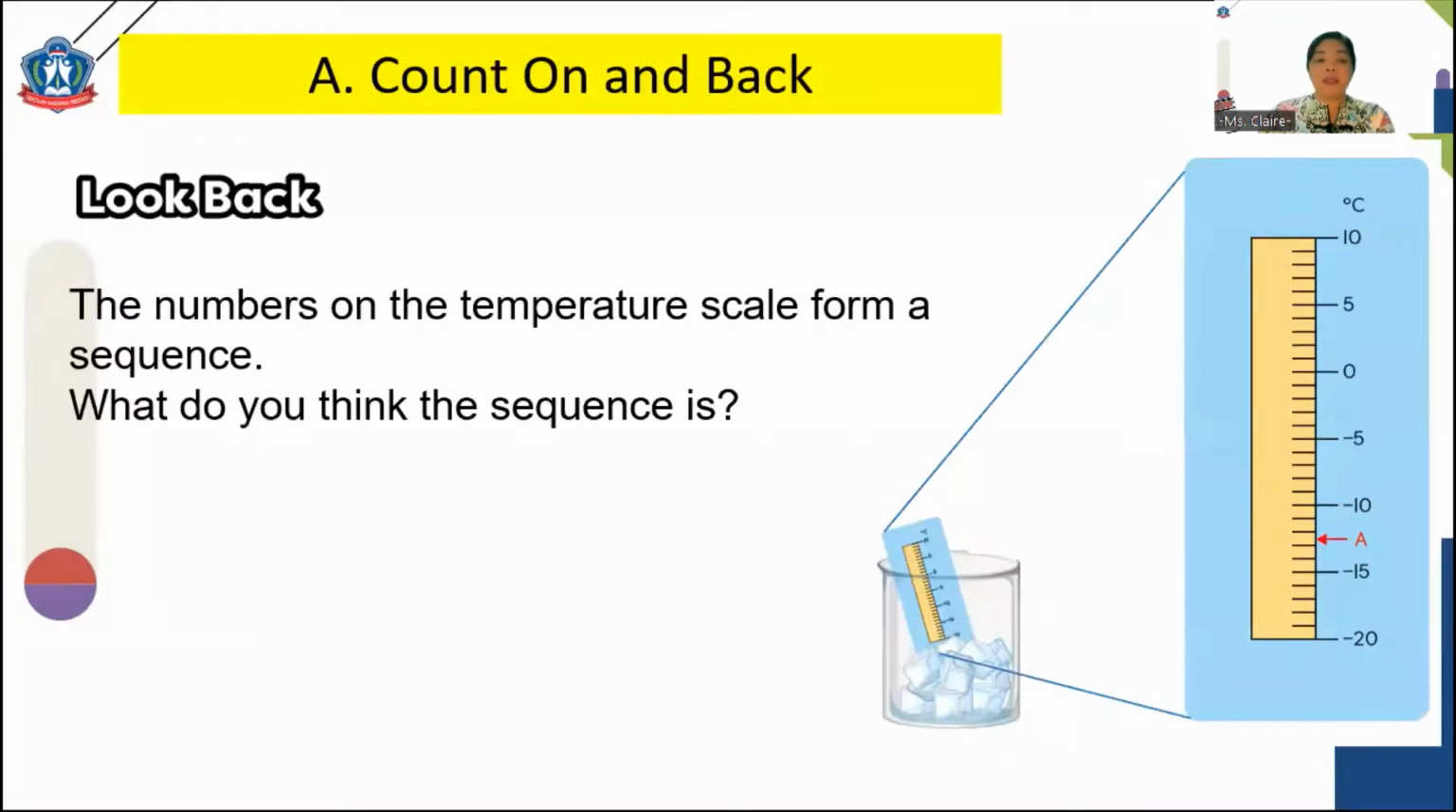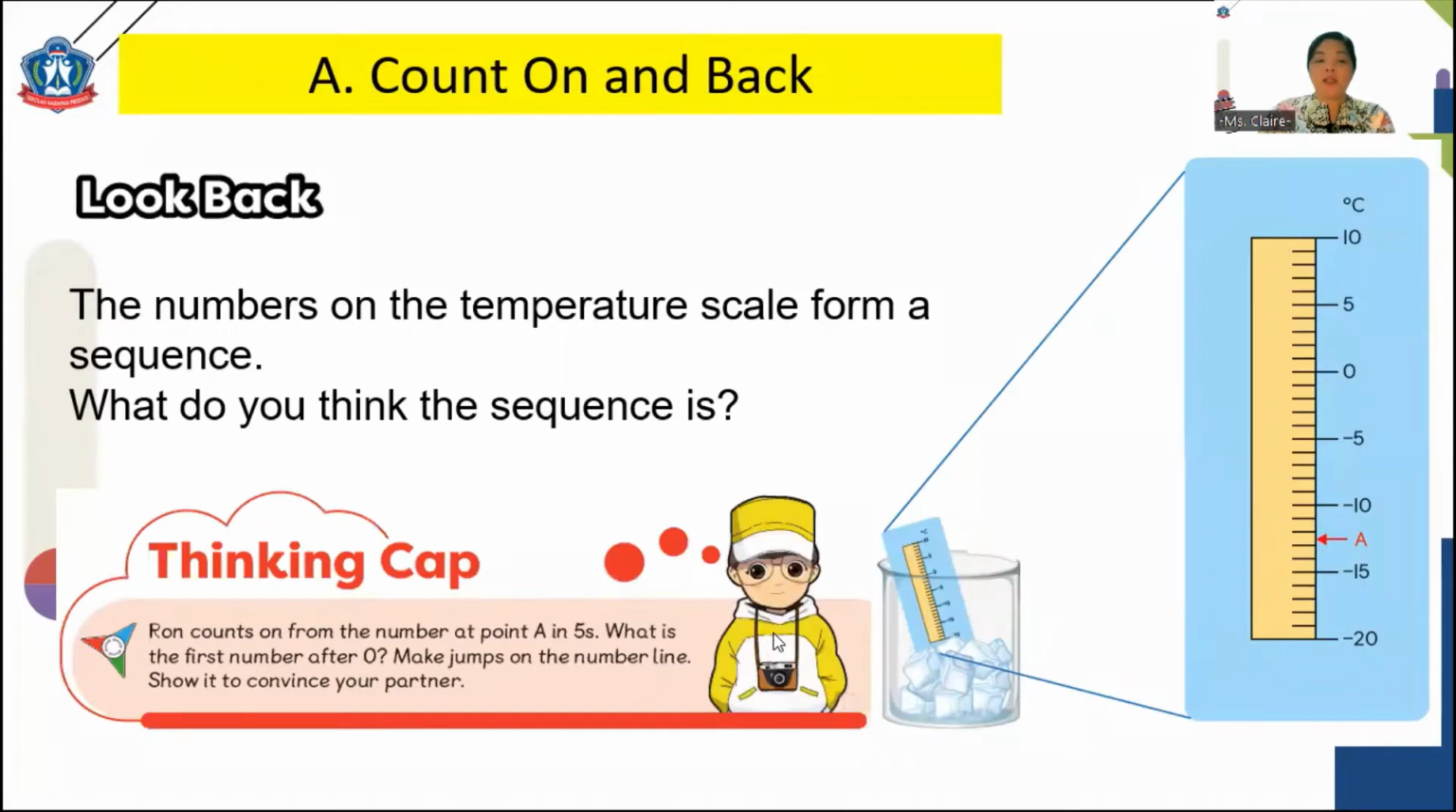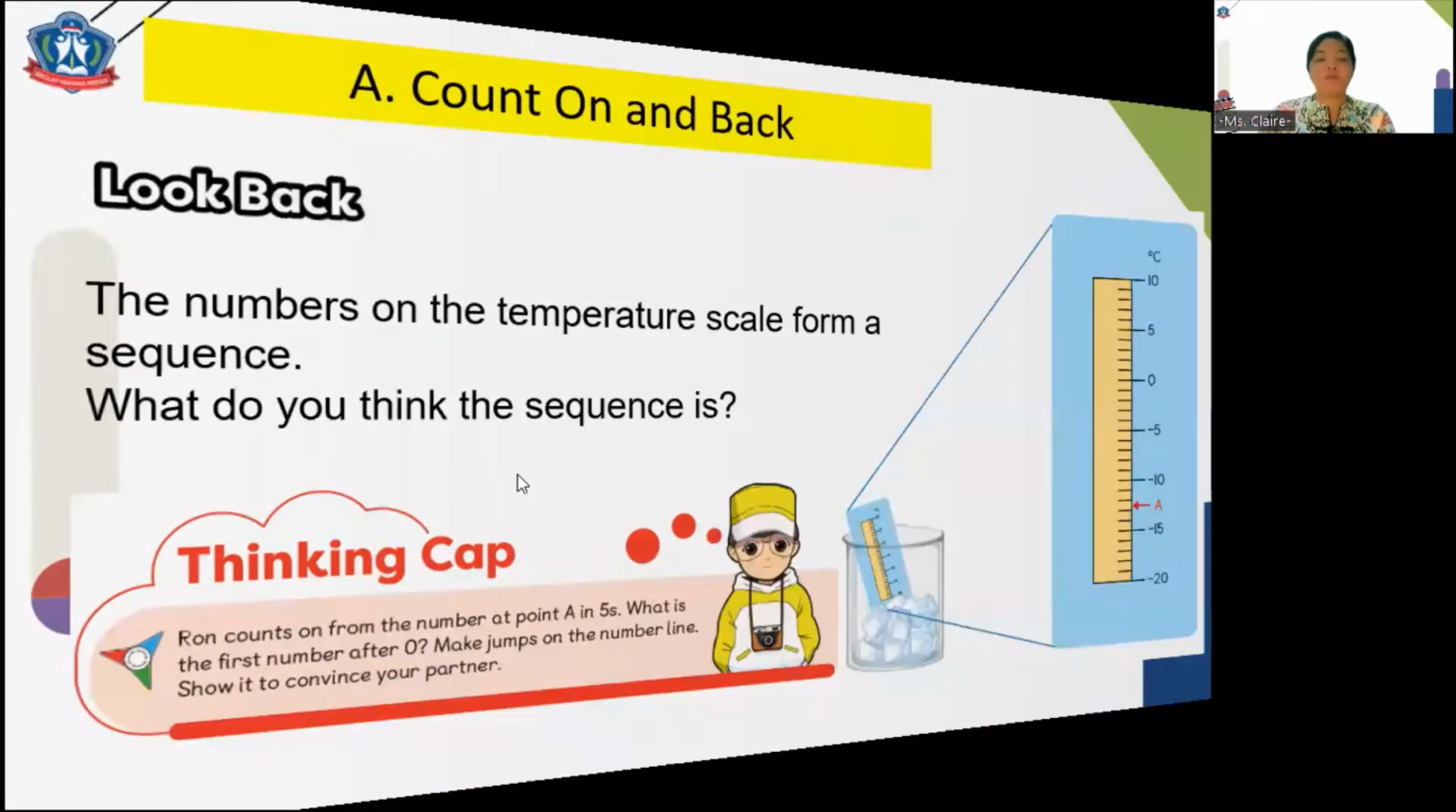Let's start with lesson A, count on and back. Look at this picture. The numbers on the temperature scale form a sequence. What do you think the sequence is? Ron counts on from the number at point A in fives. What is the first number after 0? Make jumps on the number line. So what will be the number after 0, if you start from point A? If you know the answer, you can share your answers during our class.